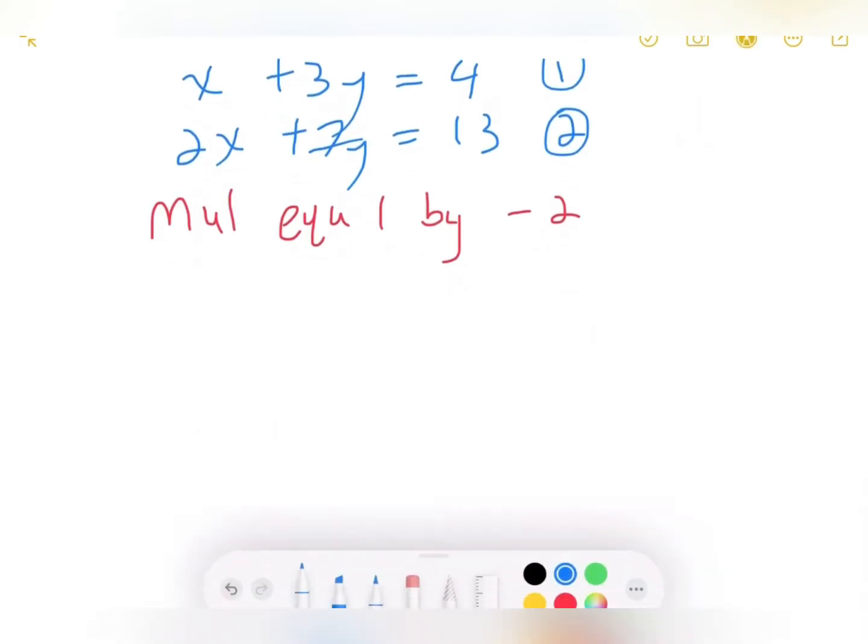So when I multiply equation 1 by negative 2, I will have negative 2x, and negative 2 times a positive 3 would give me a negative 6y, and negative 2 times a positive 4 would be a negative 8. Now we want to add both equations. Let's call this equation 3. So we're going to add both. Let me write this as a statement.